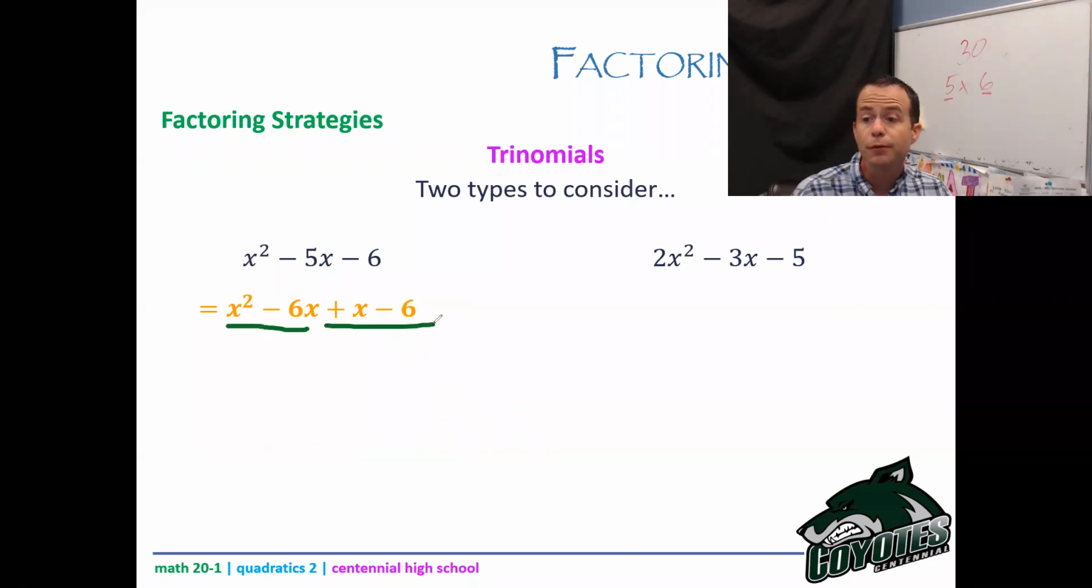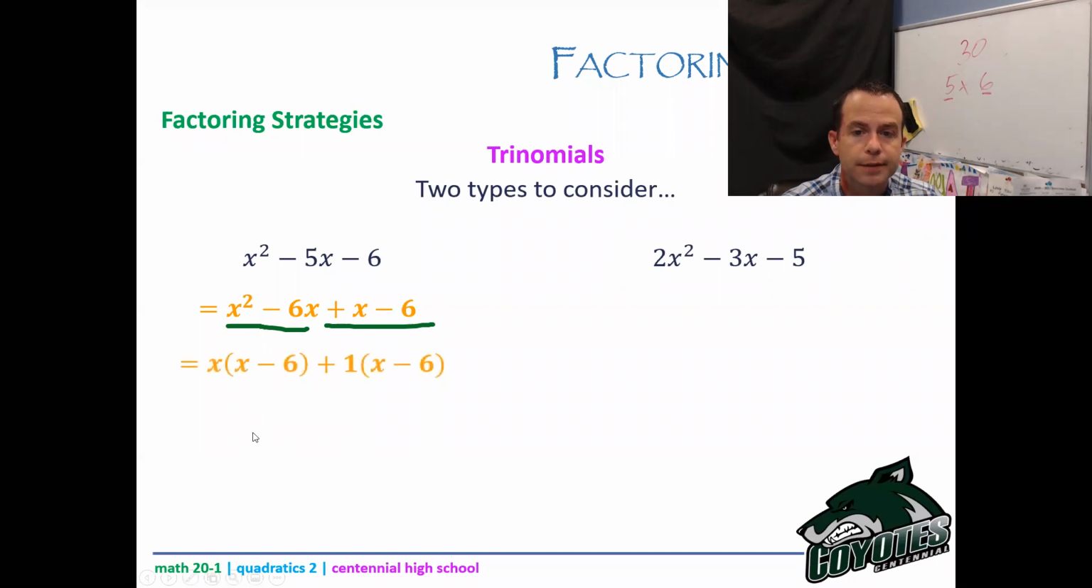Okay, so I'm looking to take the greatest common factor out of both of these guys. So what can I take out of x squared and -6x? I can just take out an x. Then on the other guy, there's actually nothing I can take out, but if I'm doing this process, I have to take out something. So I take out a 1. So I take out an x from the first two, and I take out a 1 from the second two. When I take out the x, it leaves me with x minus 6. And then when I take out the 1, I'm still left with x minus 6.